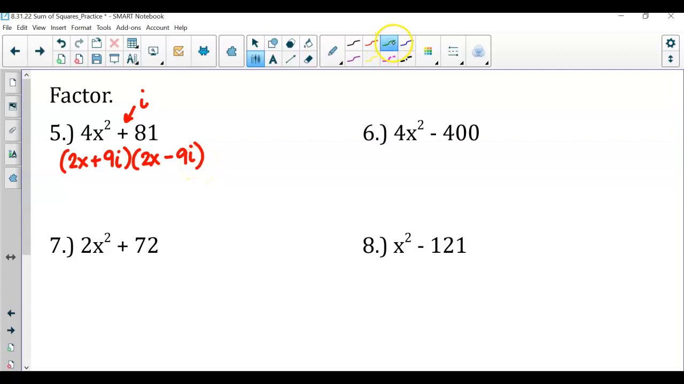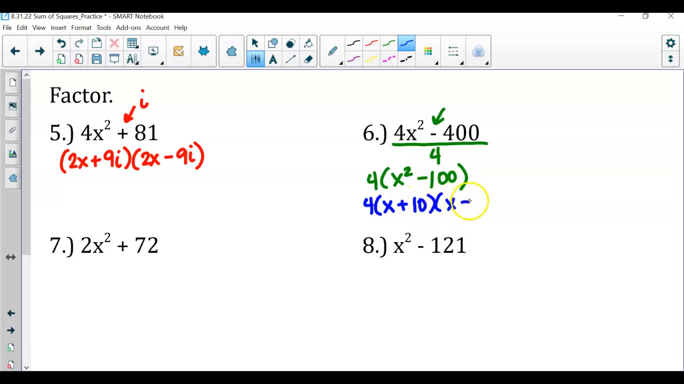But then number 6 is a difference, so no i is needed. However, there was a GCF of 4 that you needed to factor out. So 4 times x squared minus 100. Now I can go through and continue my factoring. So 4 times, well, the square root of x squared is just x, and then x plus the square root of 100, which is 10. So x plus 10 times x minus 10.